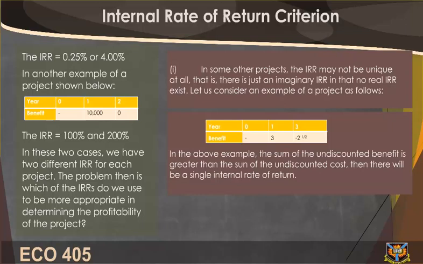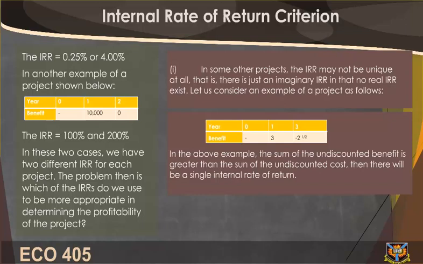The IRR equals 0.25%. In another example of a project shown below, the IRR is 100% and 200%. In these two cases, we have two different IRRs for each project. The problem then is which of the IRRs is more appropriate to use in determining the profitability of the project. In some other projects, the IRR may not be unique at all. That is, there is just an imaginary IRR in that no real IRR exists.